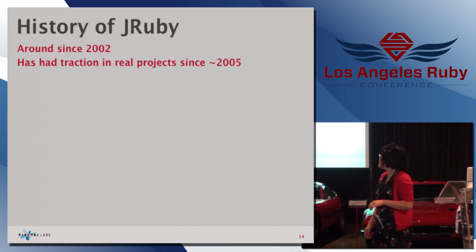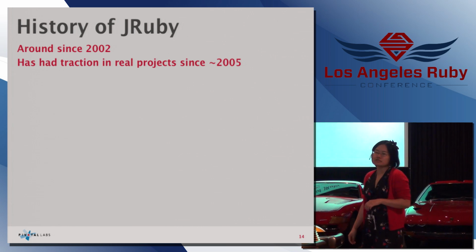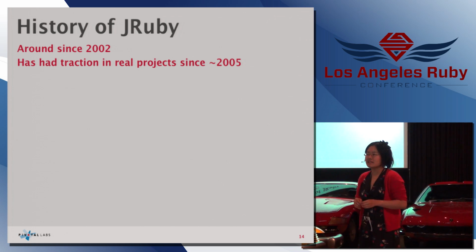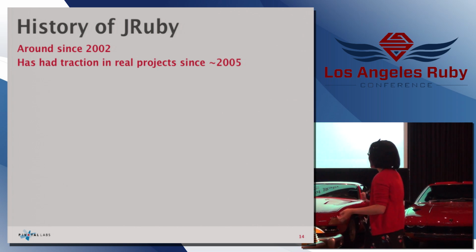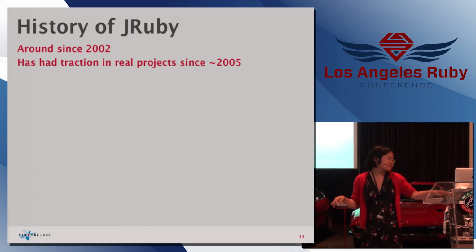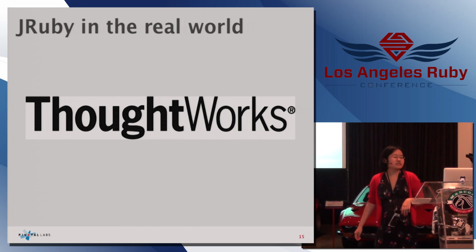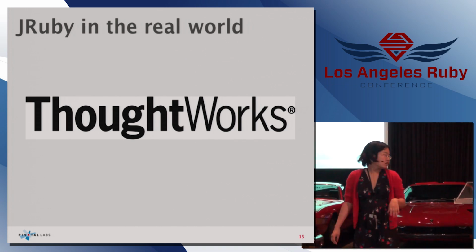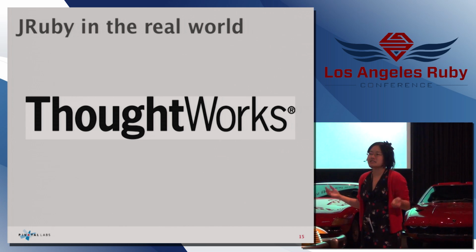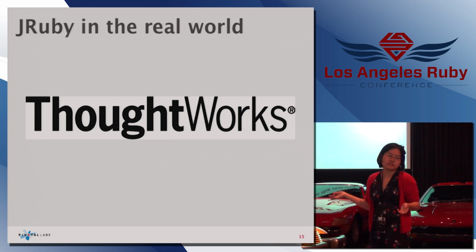So history of JRuby, it's been around since 2002, which makes it kind of old now. It's actually older than the latest 1.9 Ruby interpreter, and it has had traction in real projects since 2005. So JRuby in the real world, ThoughtWorks has really popularized using JRuby in the enterprise because Java is used in a lot of enterprise projects.